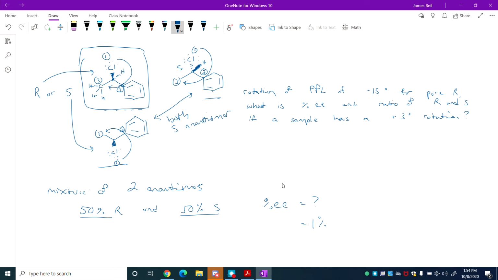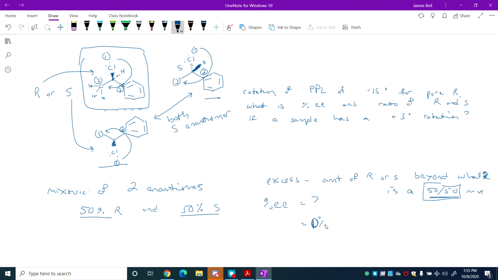So the excess is the amount of R or S beyond what is a 50-50 mixture. So if the whole thing is exactly 50-50, it's not 0%, it's not 1% excess, it's 0% excess. I don't have any excess if everything is exactly 50-50.